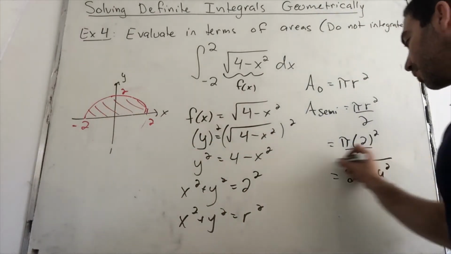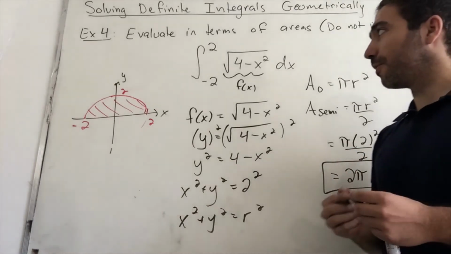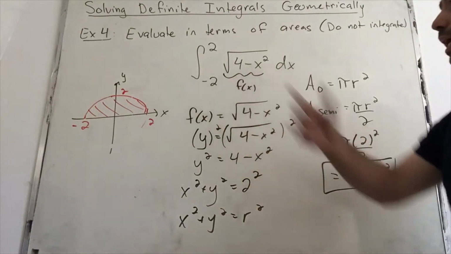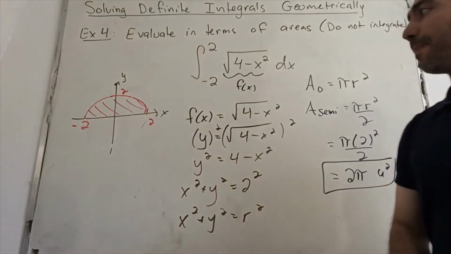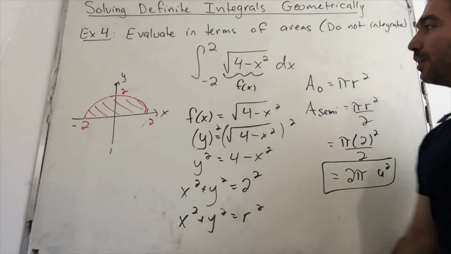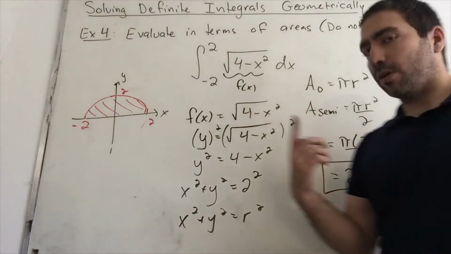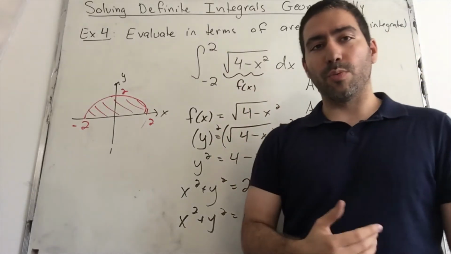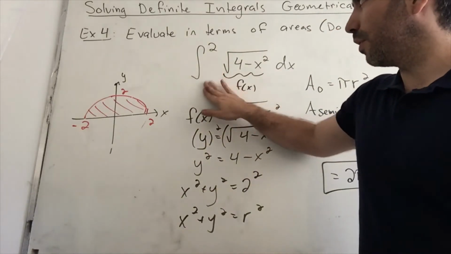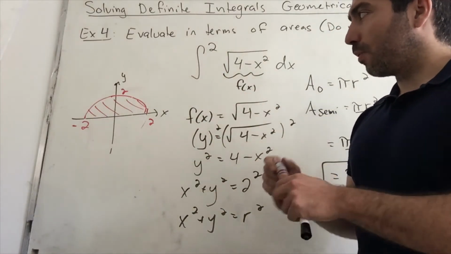2 pi units squared. So this is a function which we cannot integrate or anti-differentiate by hand. We have to consider it in terms of area. Okay. But before I let you go, I have a question. How would you solve this if instead of -2 to 2, you went from 0 to 2? Think about that. What if this was a 0?